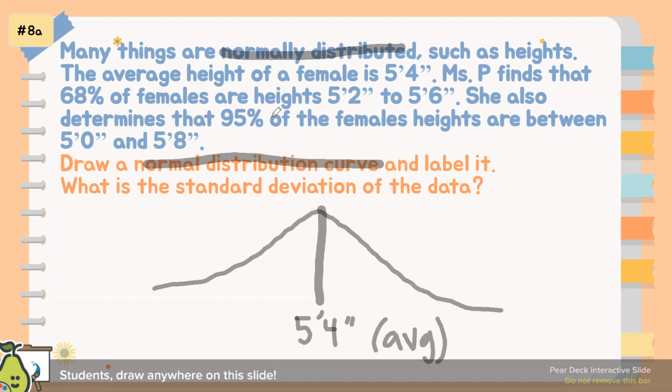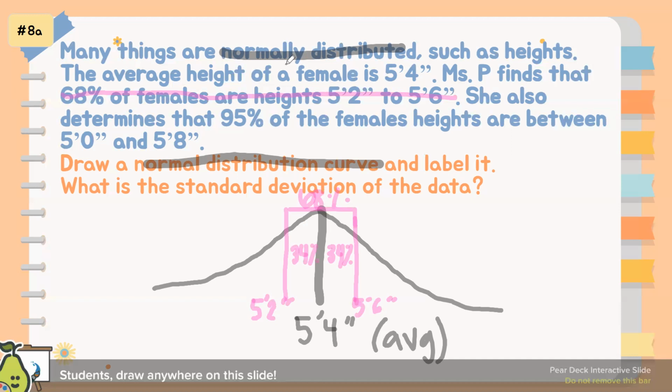Okay. And we found that 68% of females are 5'2" to 5'6". So within 1 standard deviation of the mean, this would be 34% and 34%. That's a total of 68% are between 5'2" to 5'6". So that means this is 5'2" on the left, and this is 5'6".